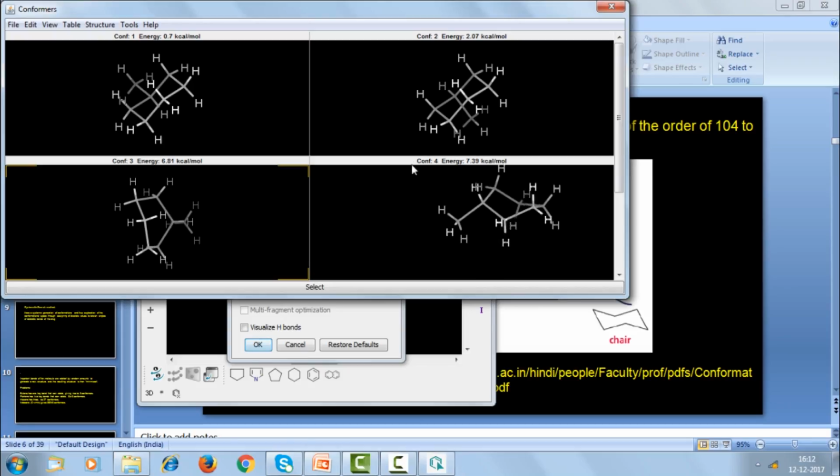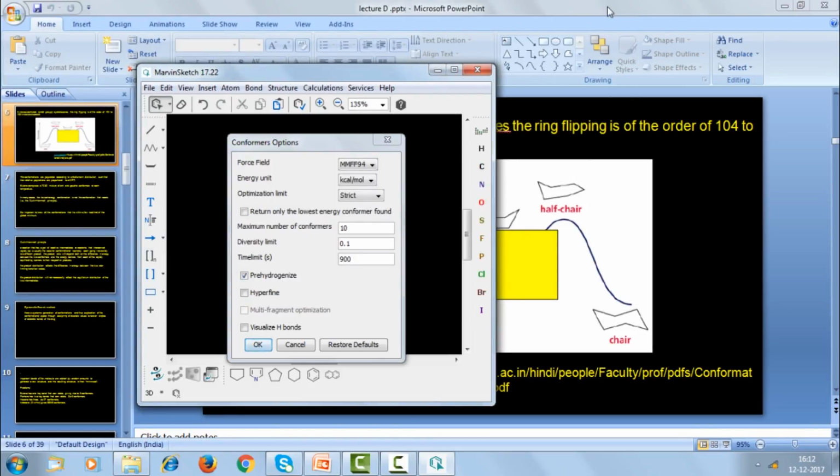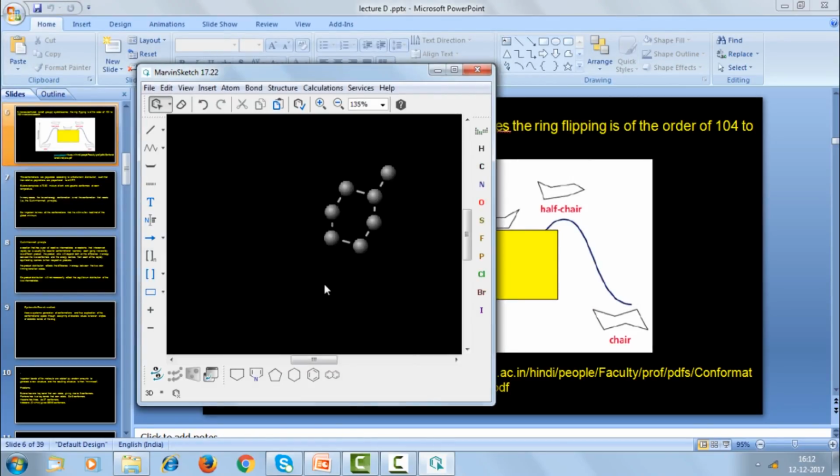As you can see, the distortion here is much higher, whereas here you can see it nicely sits in. The carbon sitting here, that's why the energy is very low, 0.7 kilocals. So you can see from this software also we can get different conformations of the molecule.